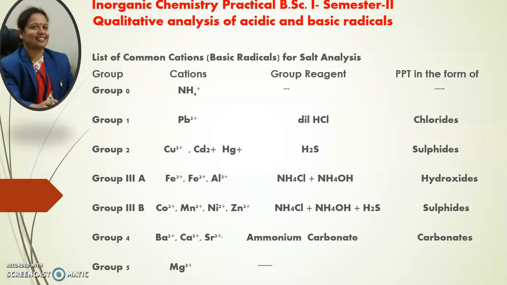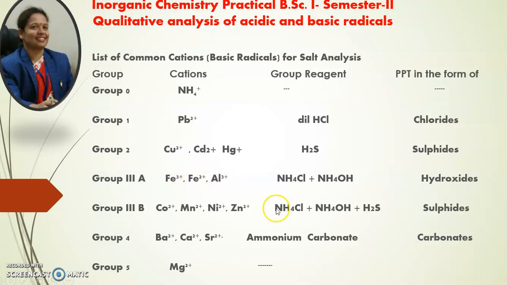The group of 0, that is NH4+ ammonium radical, lies in group 0. Group 1 contains Pb2+, Hg+, Ag+, etc. The group reagent is dilute HCl and they are precipitated out in the form of chlorides. Group 2 contains Cu, Cd, Hg, As, Sb, all these radicals, and the group reagent of this group 2 is H2S gas, warm dilute HCl plus H2S gas, and they are precipitated out in the form of sulfides. Then group 3A contains these three radicals, Fe3+, Cr3+ and Al3+.